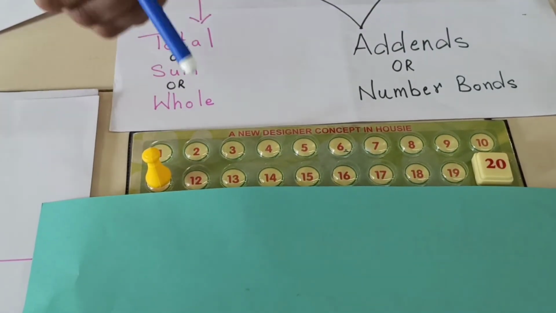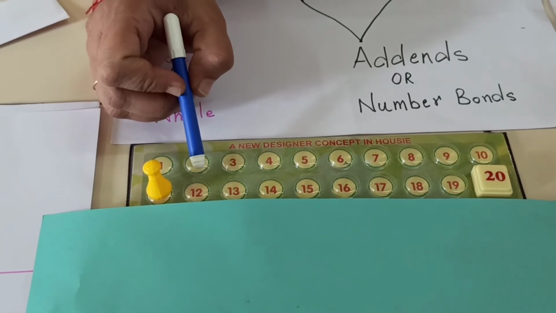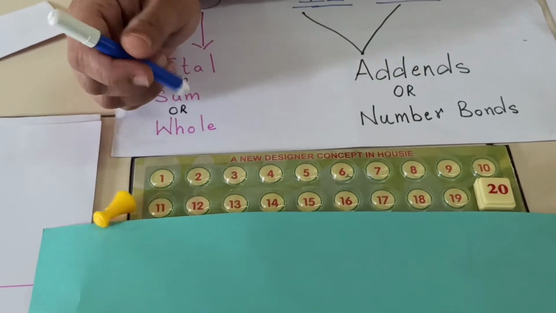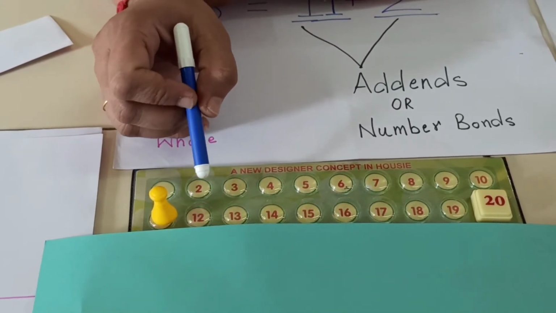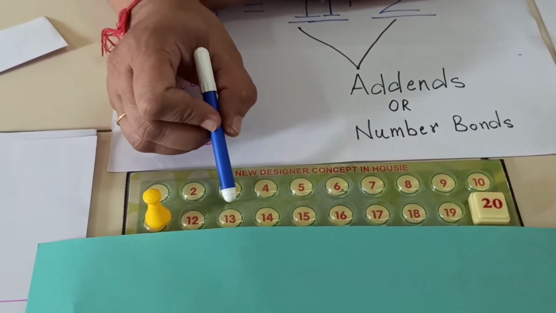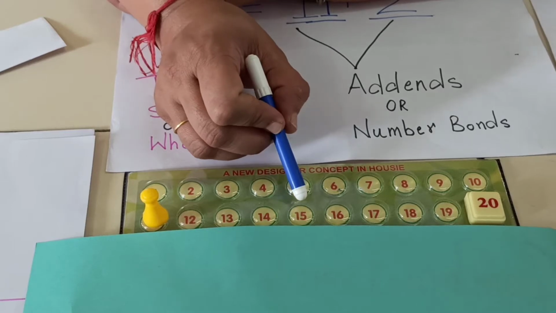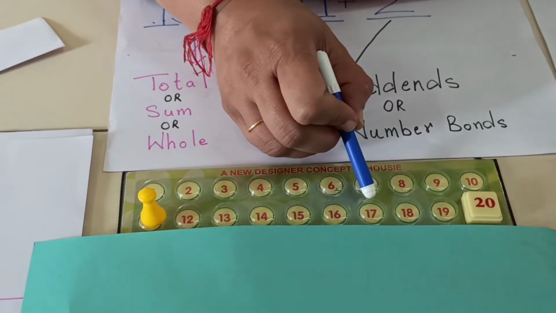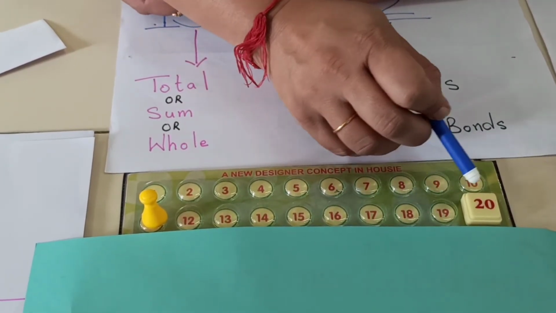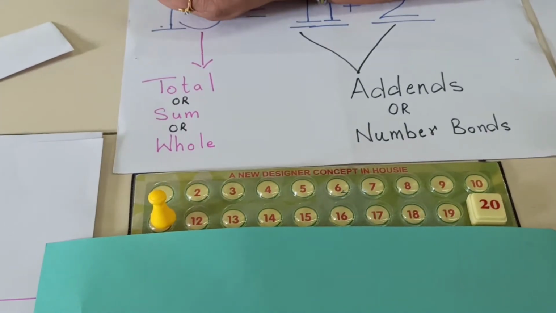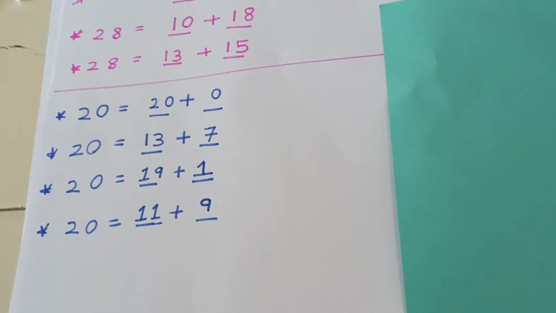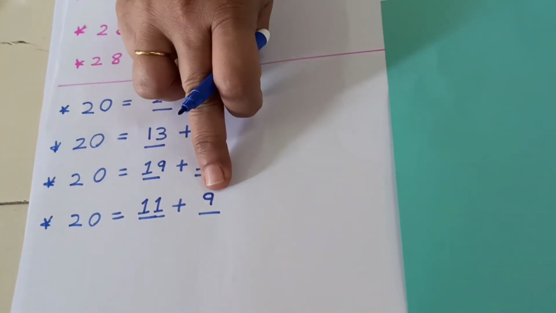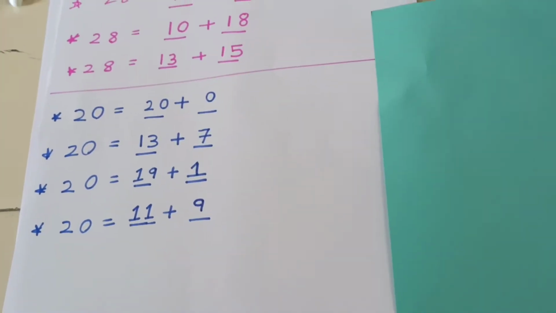I'll use my pen for you. Now we have to count from 12 till 20. Okay, I am starting. 1, 2, 3, 4, 5, 6, 7, 8 and 9. That means my second addend is 9. So 11 plus 9 is also 20.